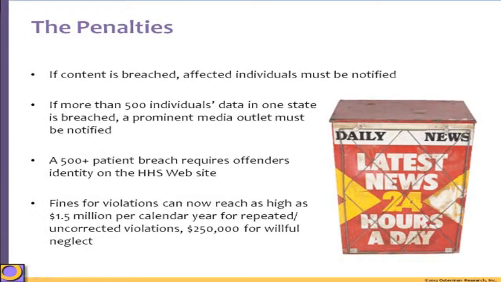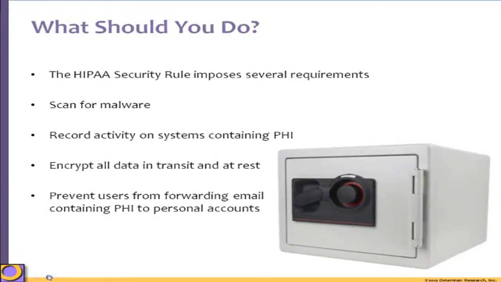Also, a patient breach of more than 500 records requires the offender's identity be noted on the Health and Human Services website. So again, now your name is sort of posted like a wanted poster in the post office, if you will, that you accidentally breached data or that you violated HIPAA rules, and it's there for all the world to see. And also, as I noted earlier, the fines for violations can now reach as high as $1.5 million per calendar year for repeated or uncorrected violations. For example, an organization that continues not to encrypt its email. It can also be $250,000 for willful neglect. So again, some very serious consequences, not just the monetary penalties, but also the notification to the world that you don't have your house in order.